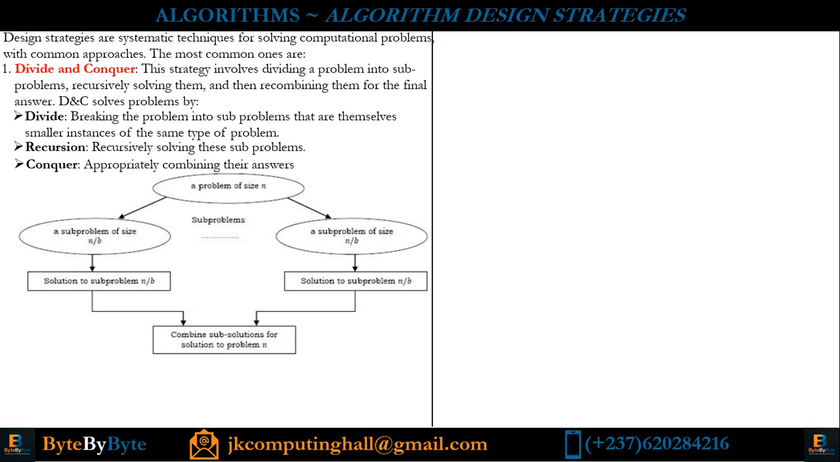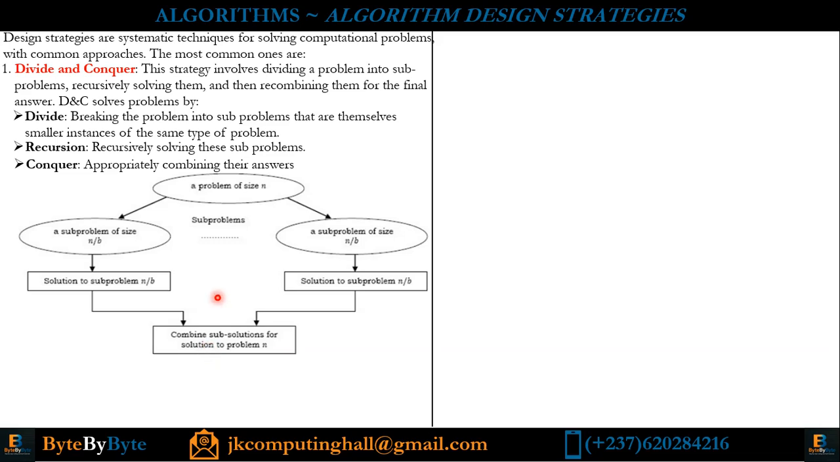As you can see on this diagram, when I have a problem of size n, I first of all divide it into sub-problems. So I can have problem A, problem B, problem C up to problem n. I can have two sub-problems, three sub-problems, or even five sub-problems. From there, I obtain the solution of each of those problems. So this is the level of division. After division, this is recursive, whereby we solve each sub-problem. After the recursion is done, we conquer. That is, we combine the sub-solutions into the solution to the larger problem.